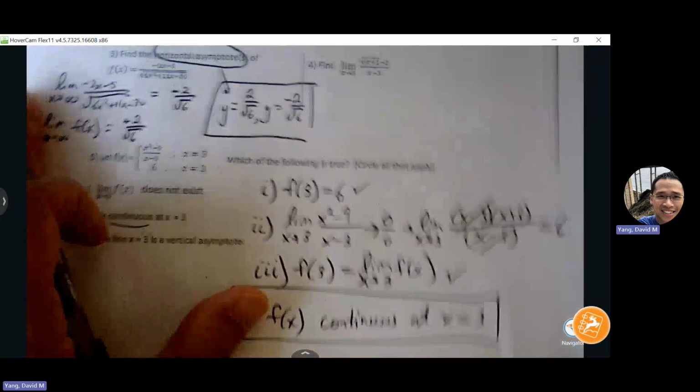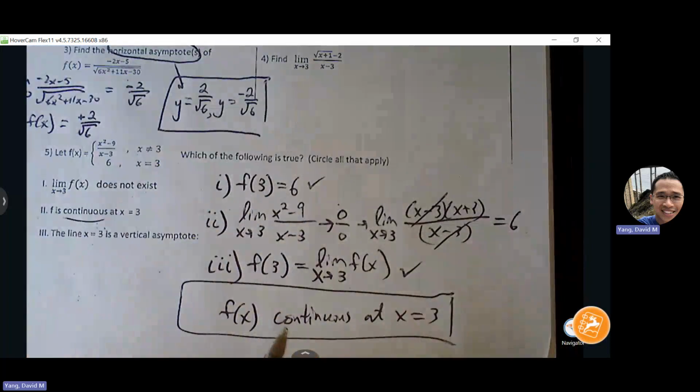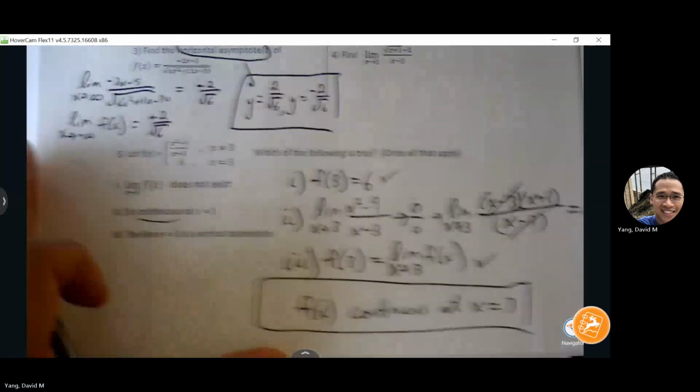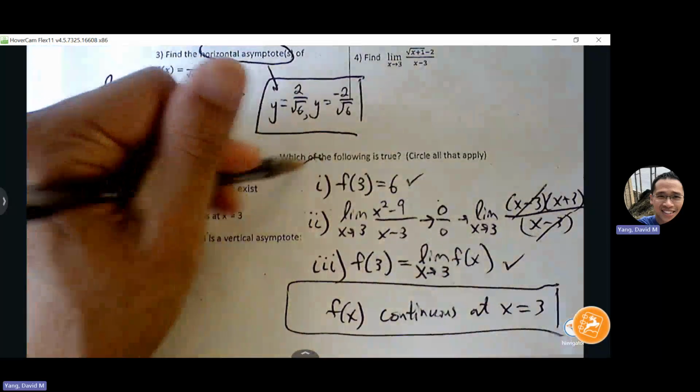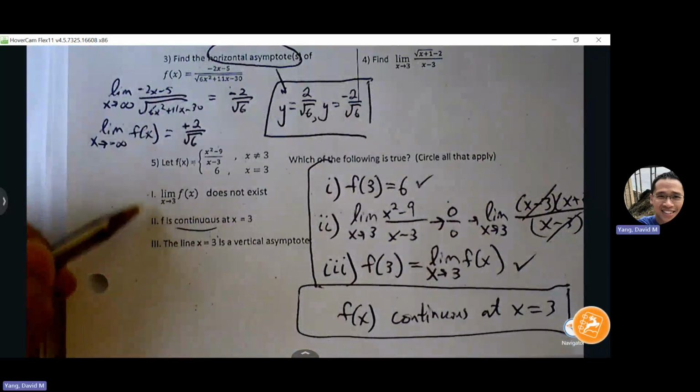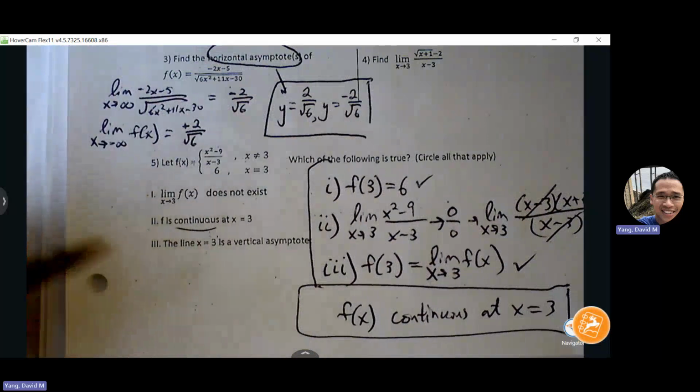Part 3 says whether you can guarantee that the line x equals 3 is a vertical asymptote. Oh, sorry, the 1, 2, and 3 doesn't match up with these here. I'm just going through the continuity conditions. Now we're going to check to see which one of these is true.